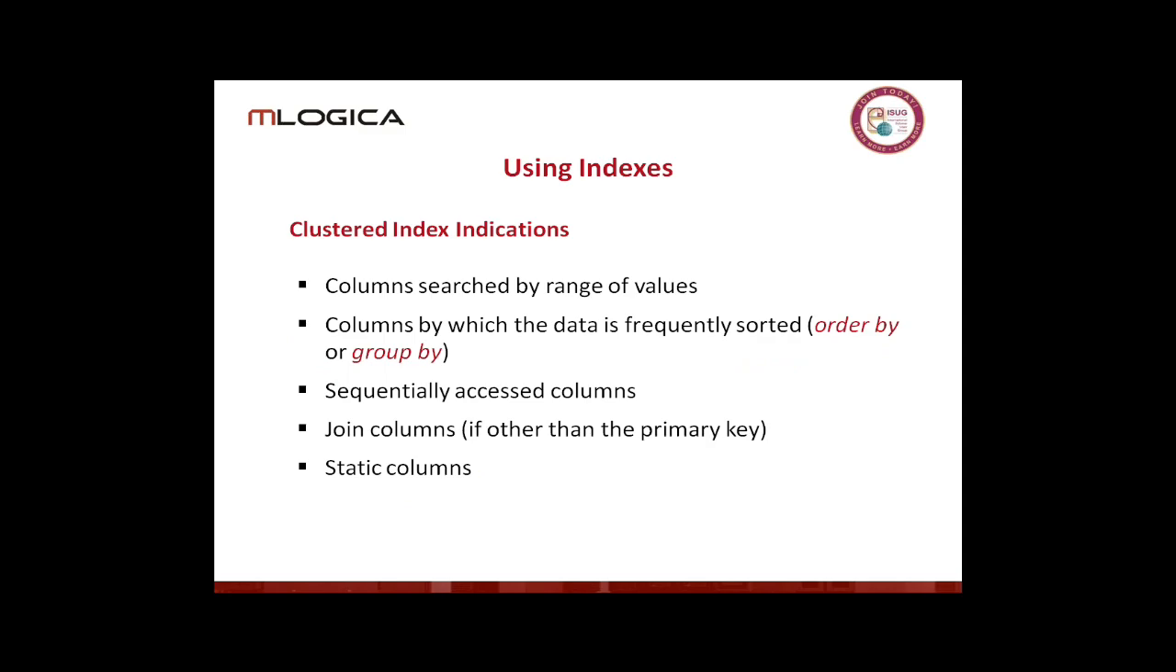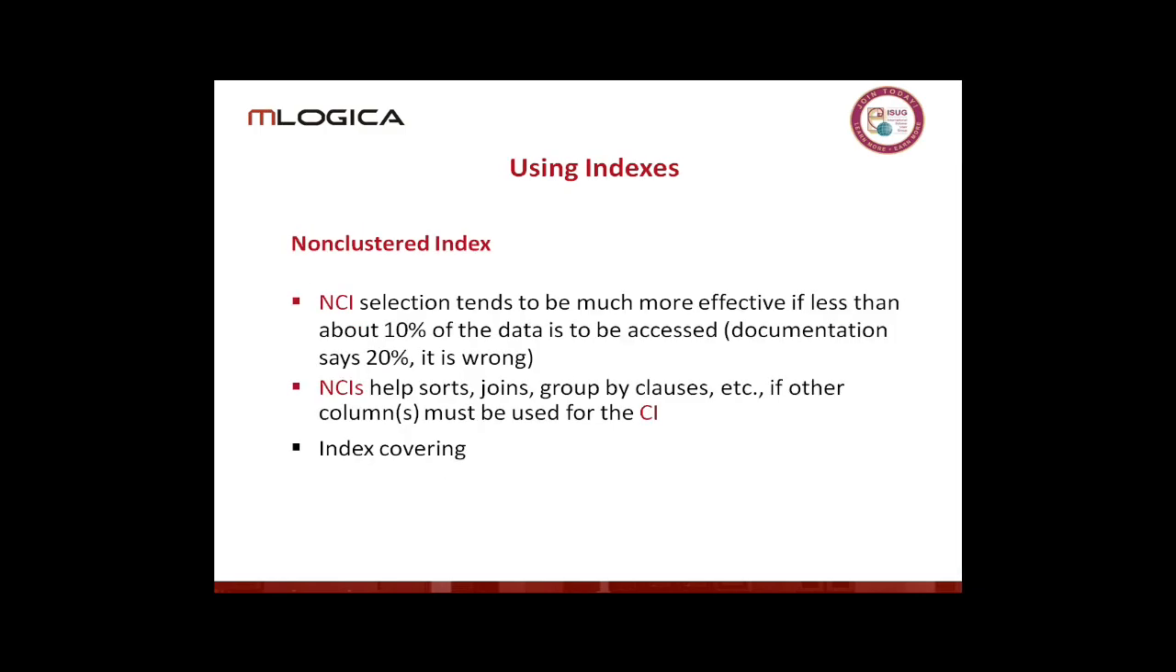So, things which may drive you to using a clustered index: ranges of values is great. Primary keys, not so much. Columns in which the data is frequently sorted. And by the way, when I say primary keys, not so much, a lot of folks make the mistake of making their primary key a clustered index simply because, by definition, a primary key is the way you're most often going after the data. It's not really the way you're most often going after your data a lot of the time. Sequentially accessed columns, because those will be on the same pages. Join columns for the reasons we've discussed. And we mentioned static columns here because when the row changes, if in fact the key changes, it has to move.